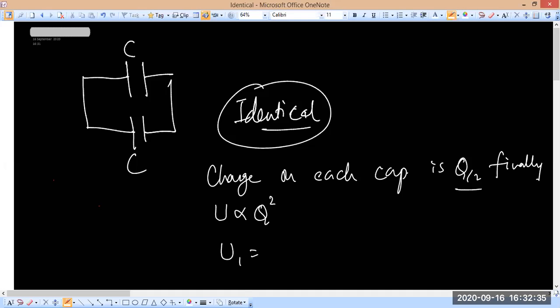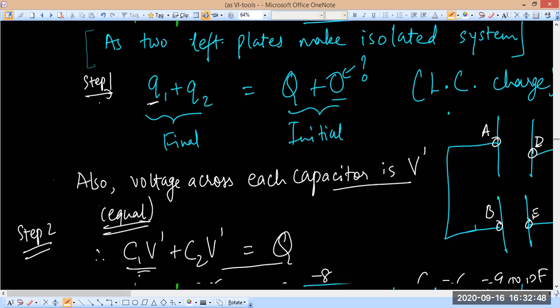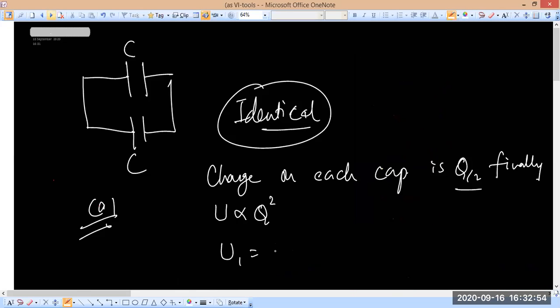What's the answer of part A? Nobody is telling me, so all right, it was 4.5 microjoule, correct? Okay, so it was 4.5 microjoule, but this one will be divided by 4 because charge is half.